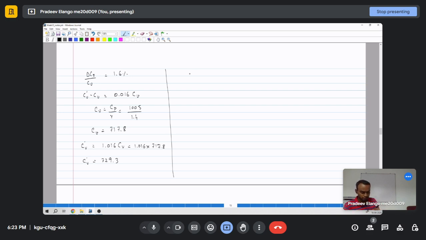So now we had efficiency is 1 minus R power minus R by CV. So now we have CV dash or beta dash. Now we have 1 minus 8 power R, R is 287 divided by CV is 729.3. This is 0.5588.